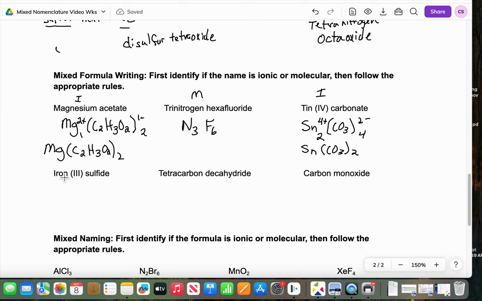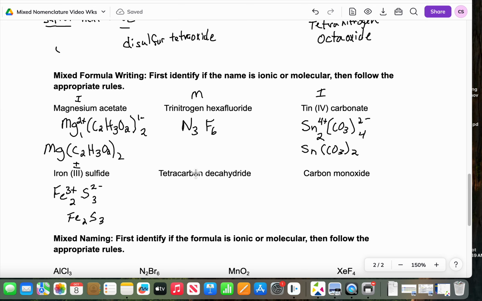Iron 3 sulfide. Iron's a metal, that makes it ionic, so we're going to crisscross. Fe3 plus, sulfide is S2 minus. The charges aren't the same, so we'll crisscross. Rewrite without the charges.